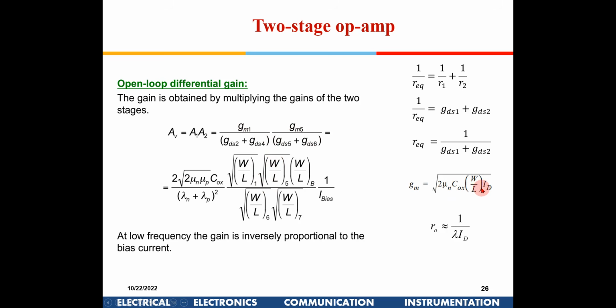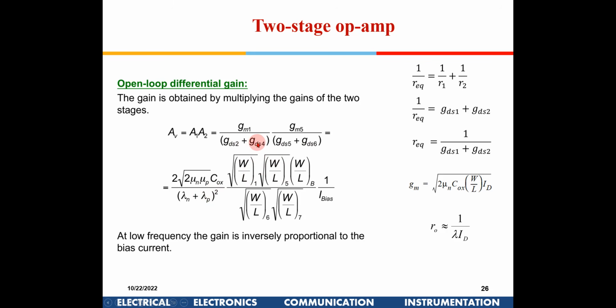Okay, for GM1 and GM. What is GDS? It is lambda into ID, right? So this will become lambda n plus lambda p. This will become again lambda n plus lambda p. So if you multiply, that will become lambda n plus lambda p squared, right?